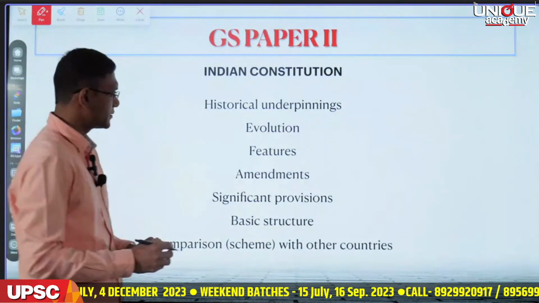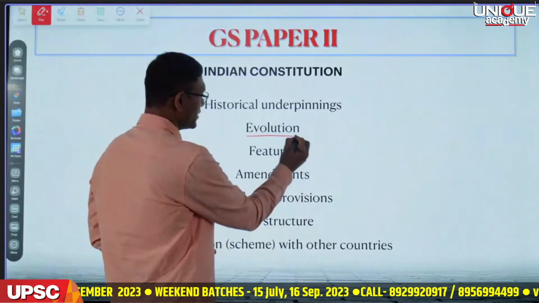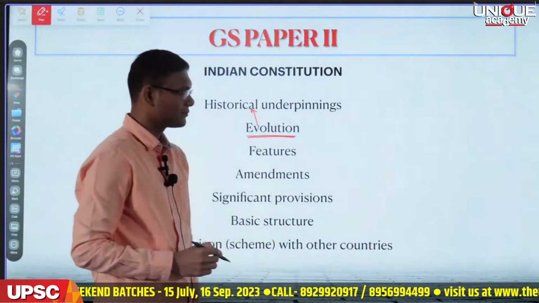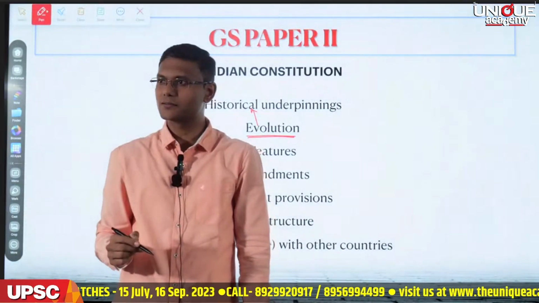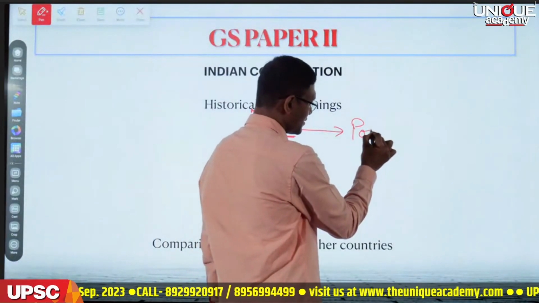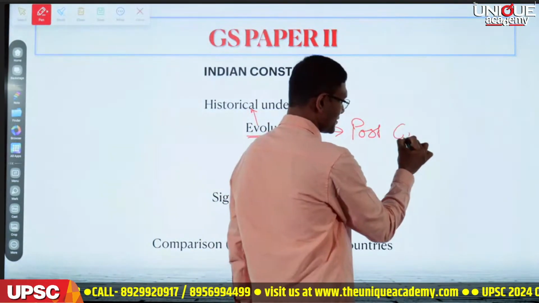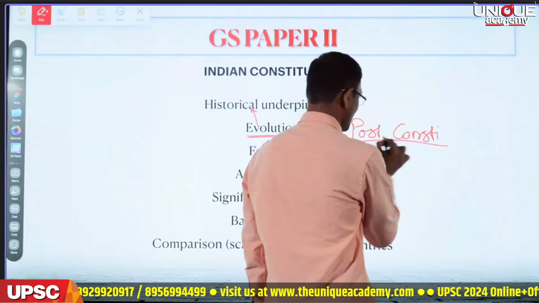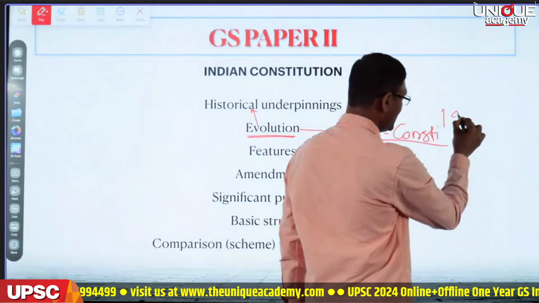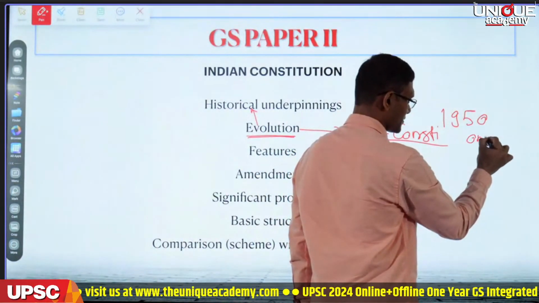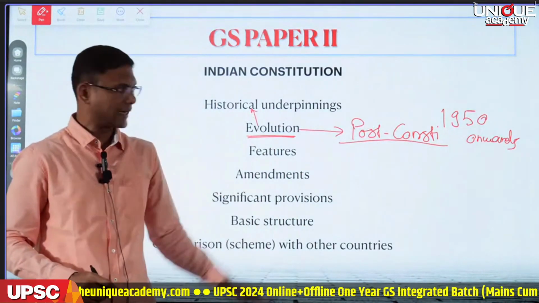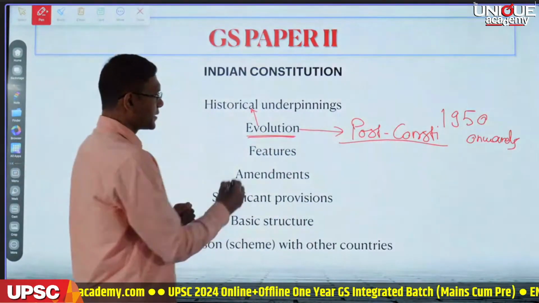Now there is the next point, and that is evolution. Now the question is, how is evolution different from historical underpinnings? Evolution is essentially post constitution, so post constitution, 1950 onwards. Now what does it include?